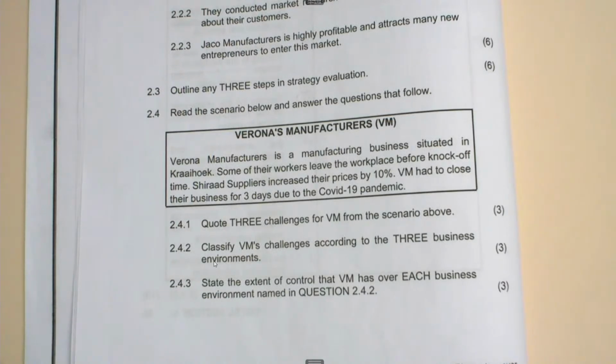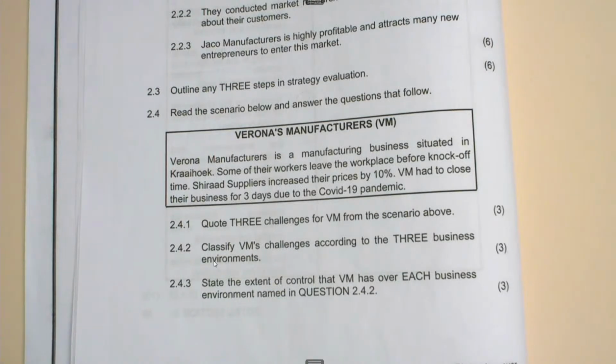It's about Verona Manufacturers. Verona Manufacturers is a manufacturing business situated in Gr12. Some of their workers leave the workplace before knock-off time. Gr12 suppliers increased their prices by 10%. VM had to close their businesses for 3 days due to the COVID-19 pandemic. That is the scenario. Look at the questions.